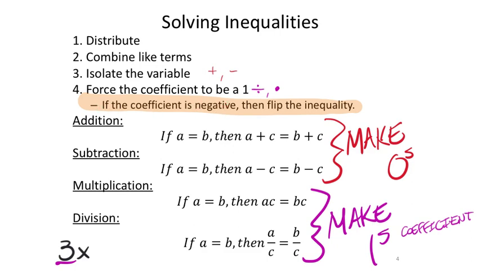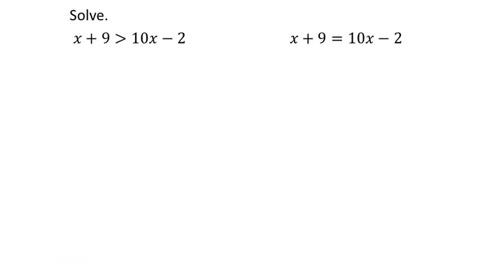So you're just really looking at the end. If the coefficient is a negative, it doesn't really matter which side it's on, then you need to flip the inequality. So we reviewed solving equations in the last lesson. Now we're going to look at it in this same context. So you see, this is an inequality, and I'm comparing it with an equation.